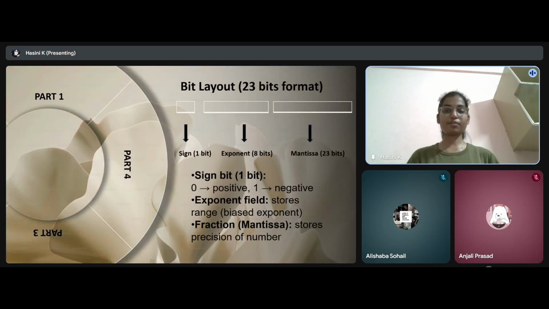Let me explain the 32-bit format. The 1 bit is for the sign. 8 bits is for the representation of the biased exponent in the binary form. And 23 bits is for the representation of the mantissa or the fractional part. The sign bit is 0 for positive numbers, 1 for negative numbers. The exponent part stores the biased exponent, and the fractional part stores the mantissa.